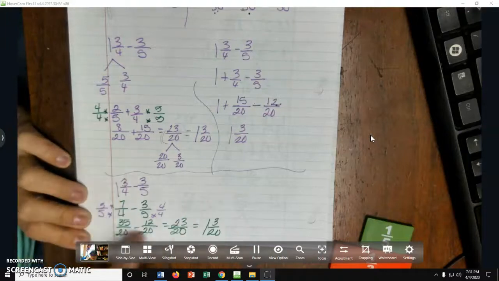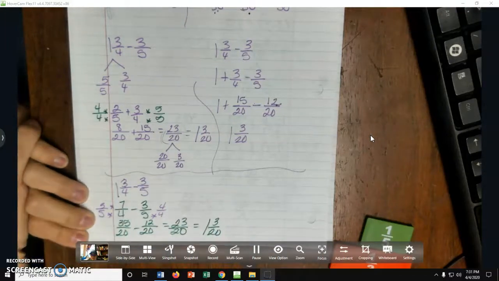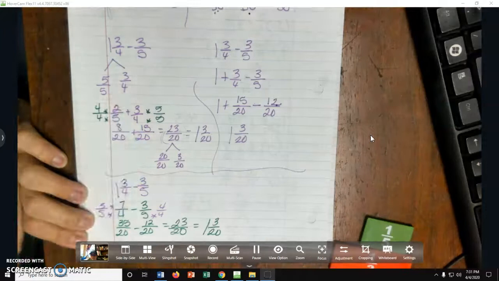This is the method that I do most of the time, and the reason for that is when we get into bigger numbers, it just seems to work. But I do like this method as well.